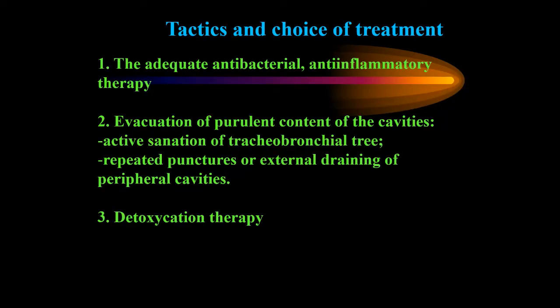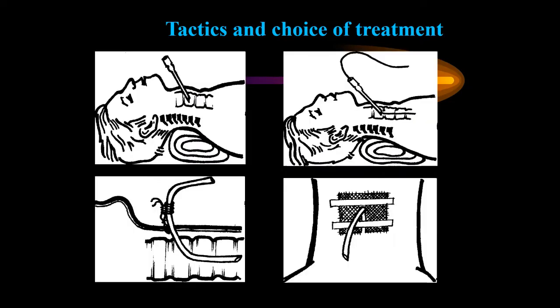Tactic and choice of treatment. At first, adequate antibacterial and anti-inflammatory therapy. Second, evacuation of the purulent content of the cavities. Active sanation of the tracheobronchial tree or repeated puncture or external drainage of the peripheral cavities. And third, detoxification therapy. Sometimes for prolonged tracheobronchial lavage, this patient needs formation of a tracheostoma.